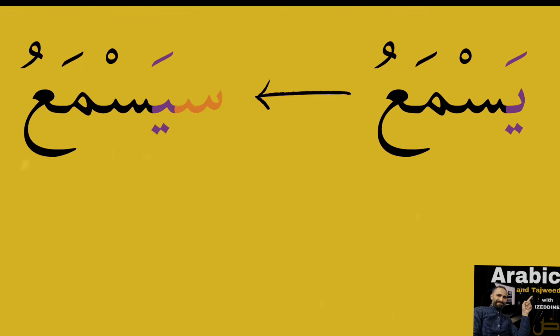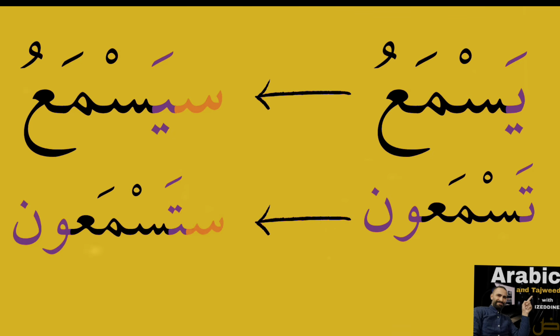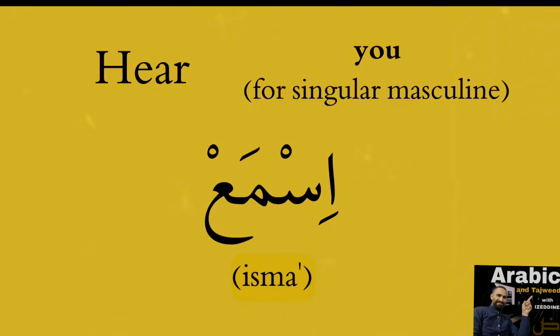Now we move to talk about the future. So يسمع, it's in the present. In the future we say سيسمع. We just add sa, or you can add سوف. سيسمع or سوف يسمع. أنتم تستمعون or تسمعون. In the future أنتم ستسمعون or أنتم سوف تسمعون.